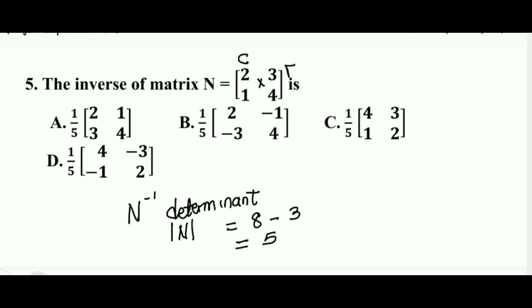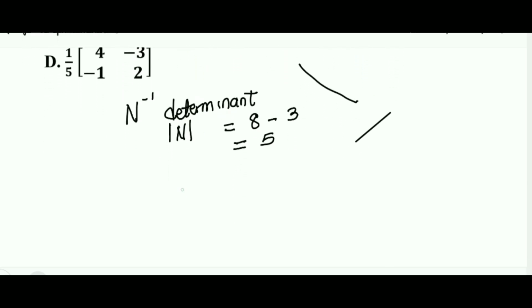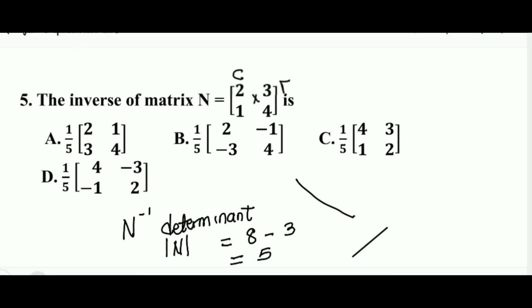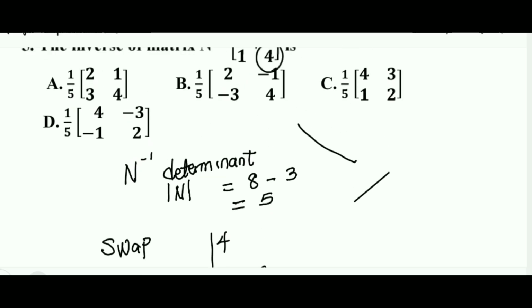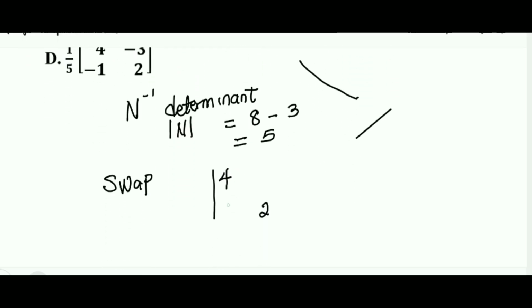Having found the determinant, what you need to do next is to swap the left diagonal and change the sign of the right diagonal. You know, this is your left diagonal and this is the right diagonal. So we're going to swap this. You swap the left diagonal. So what you have here, this is 2 and this is 4. So by the time you swap these, you have 4 and then you have 2. And then you change the sign of the right diagonal. The sign there is plus 1, and so when you change it becomes minus 1. The sign there is plus 3, and when you change it becomes minus 3.